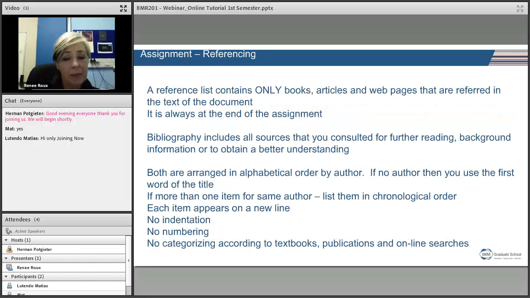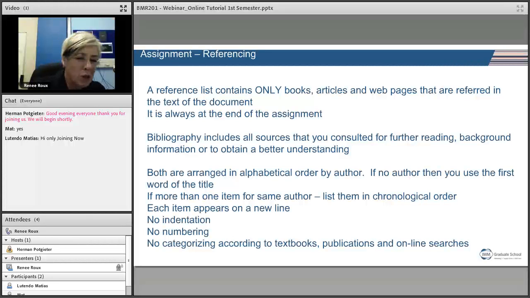Your referencing. Now, there's a reference list and a bibliography. What's the difference between the 2? The first one, the reference list, contains all the books, articles, web pages that you refer to in the text of your document, your assignment. And your reference list is always at the end of the assignment. The same for bibliography. It's at the end of the assignment, but here you will include all other sources that you consulted in the completion of your assignment.